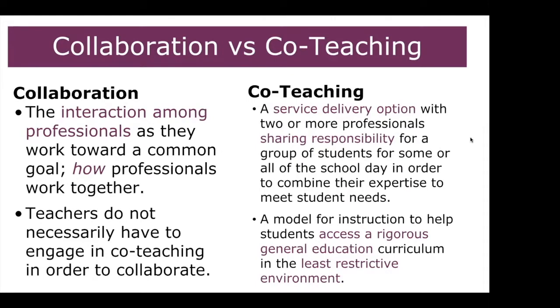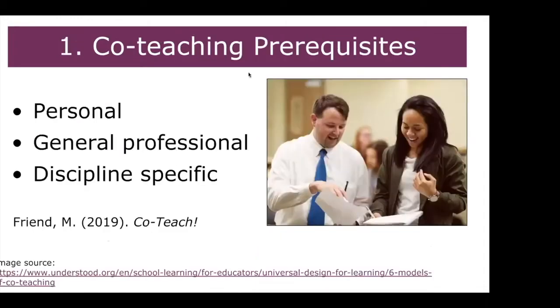So what we're going to do is take a look at five components that really contribute to an effective co-teaching relationship. The first component that we're going to talk about, and this actually comes from Marilyn Friend's book, Co-Teach, is those co-teaching prerequisites. Like, what do we bring to the relationship? We bring our personal prerequisites, and those are our personal qualities that support our willingness to work with others.